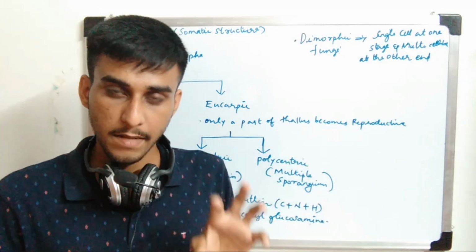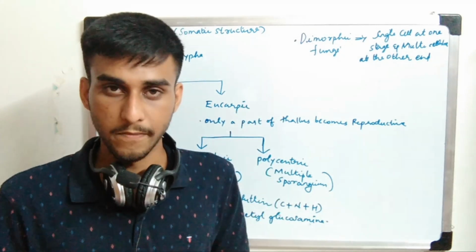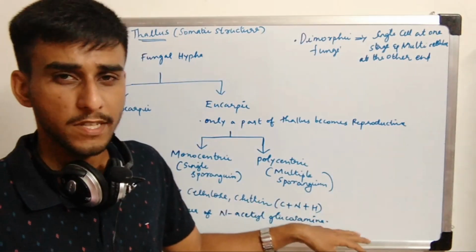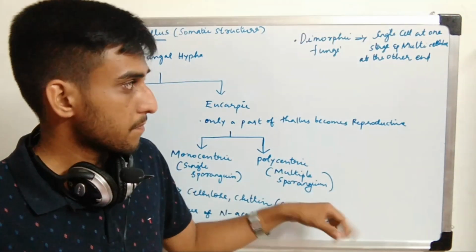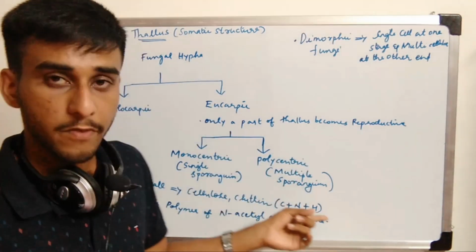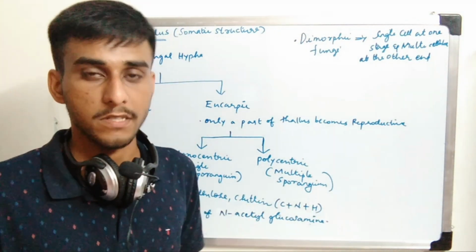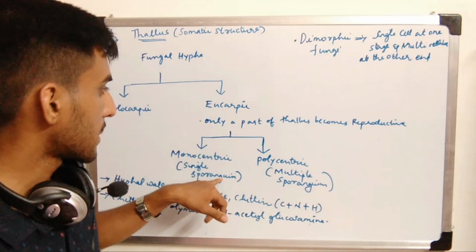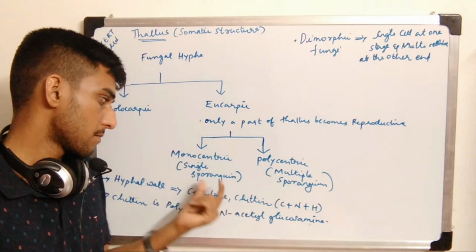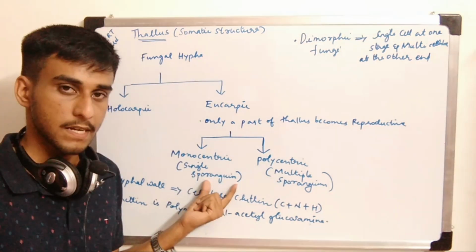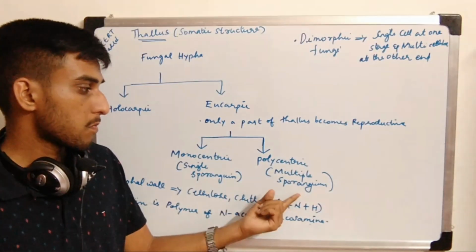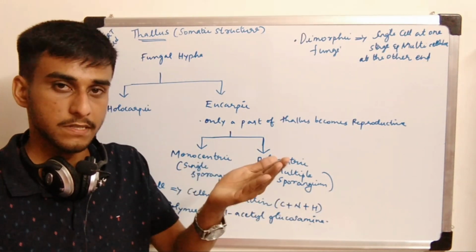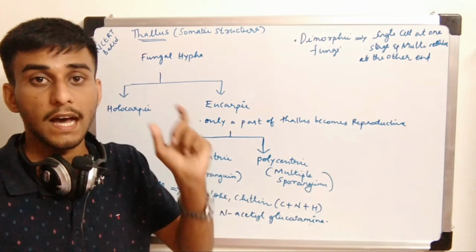We will be discussing this reproductive structure in the coming lecture very soon, because this is the end of the fungal thallus structure. After this, we will be discussing reproduction in fungi. So eucarpic fungi can be divided into two: monocentric and polycentric. Monocentric means a single sporangium is formed, only a single reproductive structure. In polycentric fungi, multiple sporangia are formed. It means multiple reproductive structures can be seen in a single hypha.